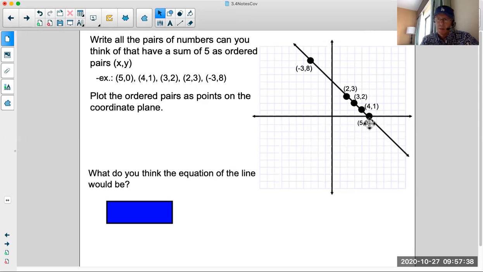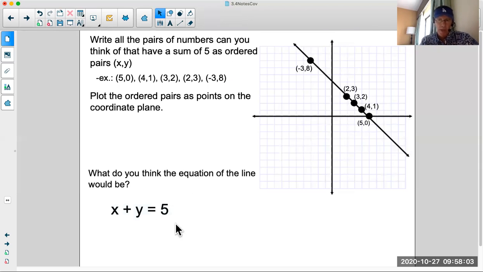Right, so what about x plus y equals 5? Would that work for all of these? If I plug in, for example, 3 for x and 2 for y, would 3 plus 2 equal 5? Yeah. Would 2 plus 3 equal 5? Yeah. Would -3 for x and 8 for y, -3 plus 8 equal 5? Yeah. So that would be how we would write it.